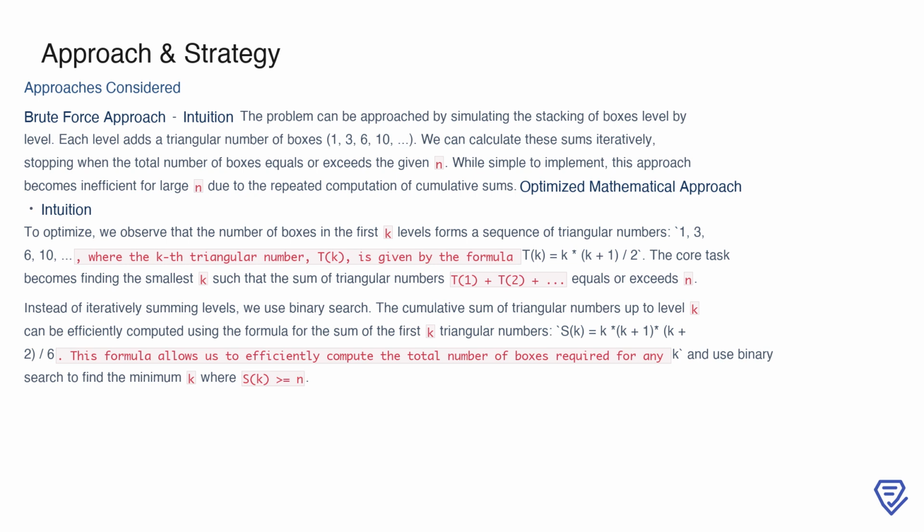The key observation is that the number of boxes in the first k levels forms a sequence of triangular numbers, with the kth triangular number given by the formula t(k) = k * (k + 1) / 2. Using this, we can calculate the cumulative sum of triangular numbers up to level k with the formula s(k) = k * (k + 1) * (k + 2) / 6. This allows us to compute the total number of boxes for any given k directly, eliminating the need for iterative summation. To find the smallest k such that s(k) >= n, we use binary search, which efficiently narrows down the solution space and avoids unnecessary computations.